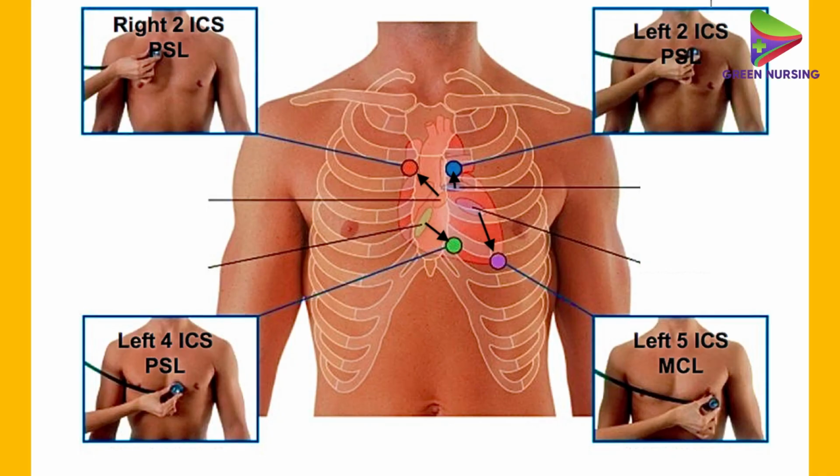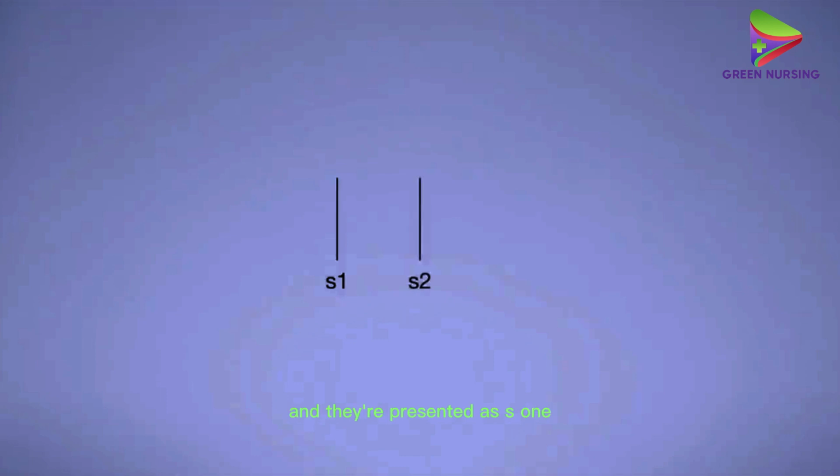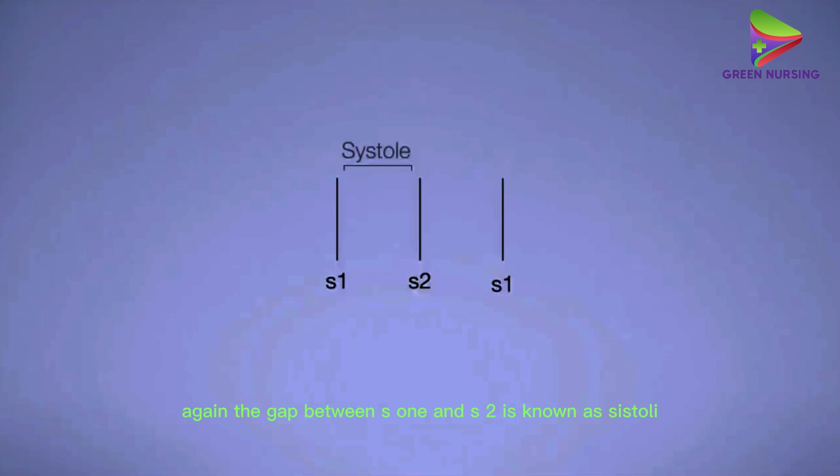Today I discuss heart sounds. Heart sounds are usually presented in medical notes in an abbreviated form, as S1, S2 and S1 again. The gap between S1 and S2 is known as systole, and this represents the period of time when the heart contracts. The space between S2 and S1 is known as diastole, and this represents the period of time when the heart relaxes.